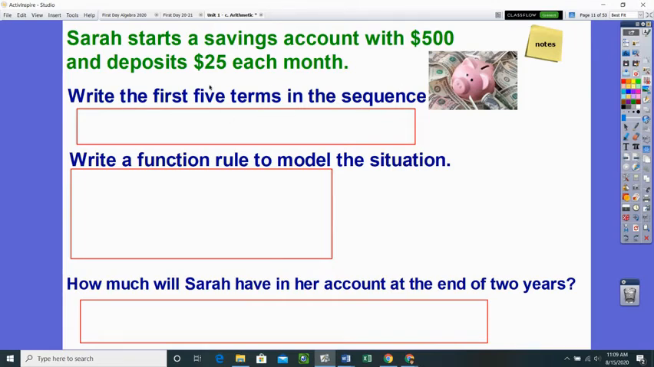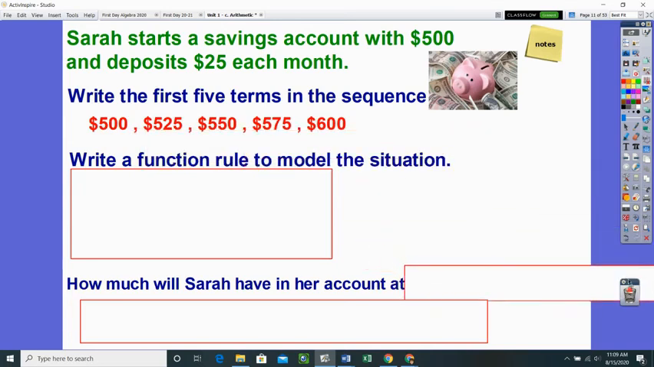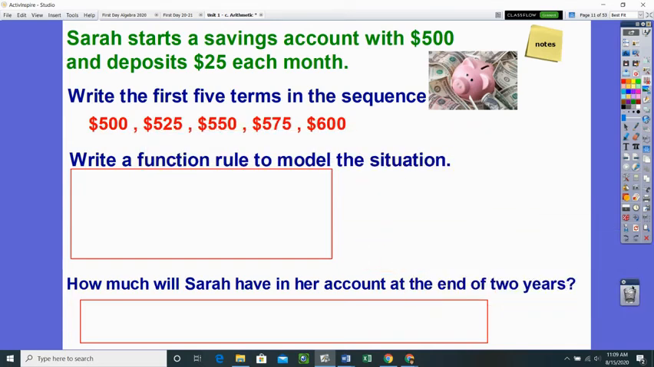So write the first 5 terms of a sequence. Sarah started the savings account with $500 and deposits $25 each month. So we want to write the sequence first. So she's starting with that, and she's adding $25 each month, right? Okay, so there we go. Can you write a function rule to model this sequence now using an n minus 1? I'm going to ask you to pause and go ahead and give it a try.